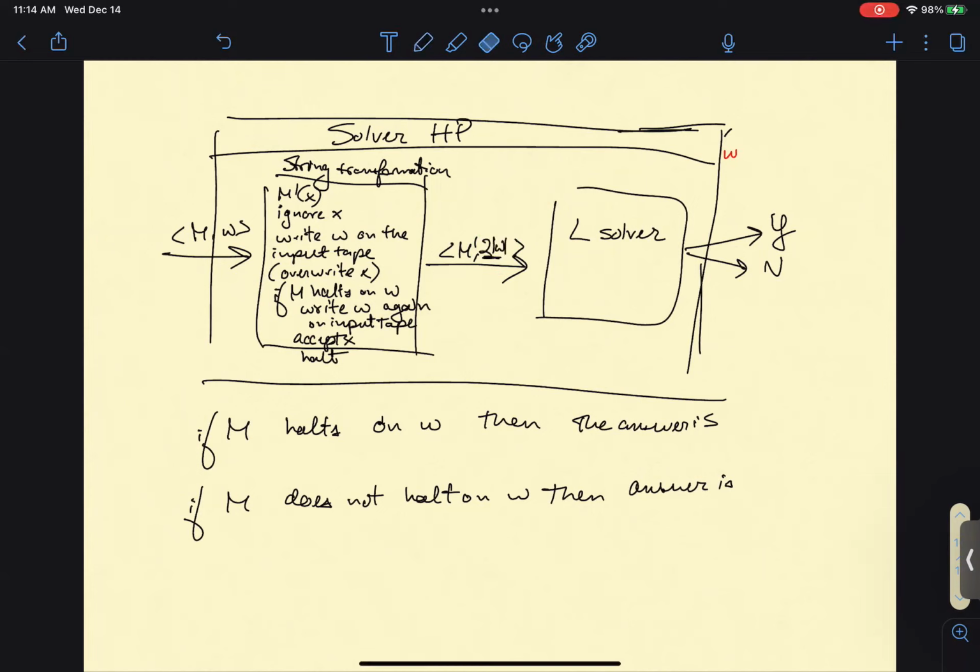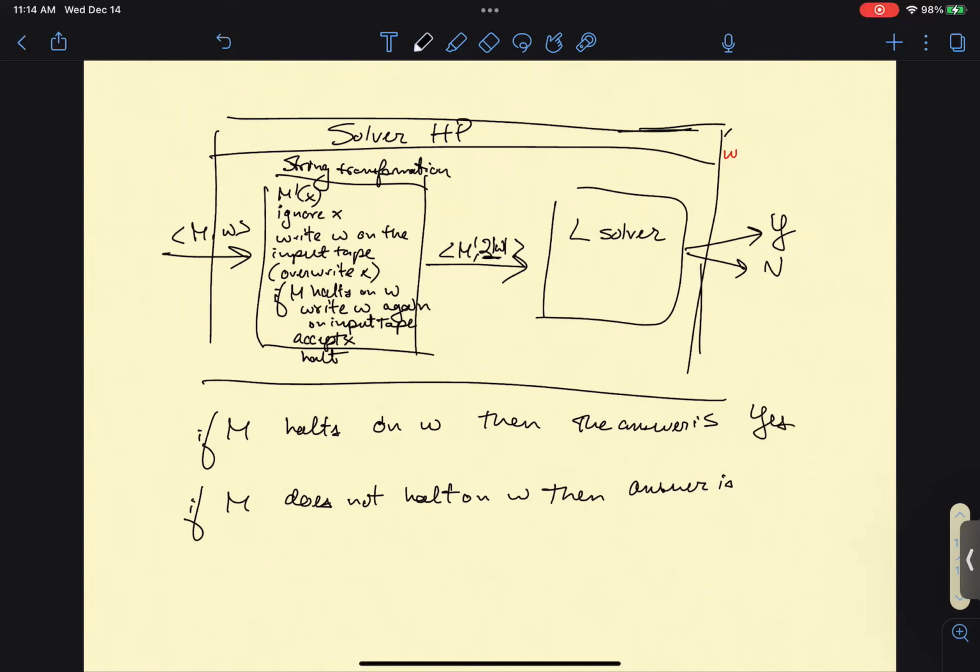So why does this work? Let's look at it again. If M halts on W, you know that it writes W on the input tape, and then it halts, and then it writes another W. So it always uses at least 2 times the length of W. Actually, it uses exactly 2 times the length of W. So of course the answer here is yes.